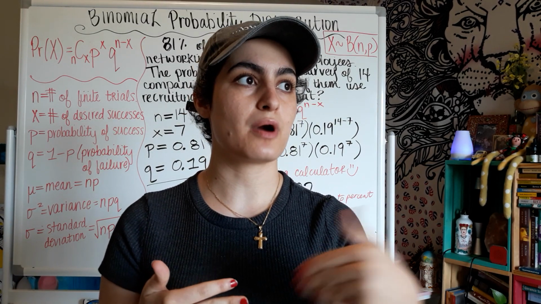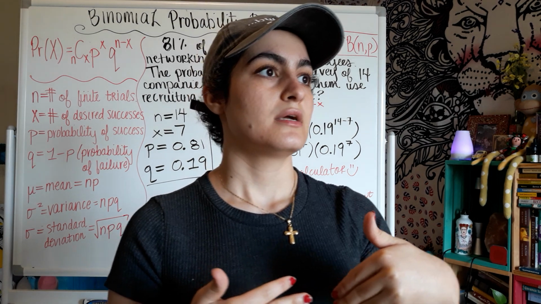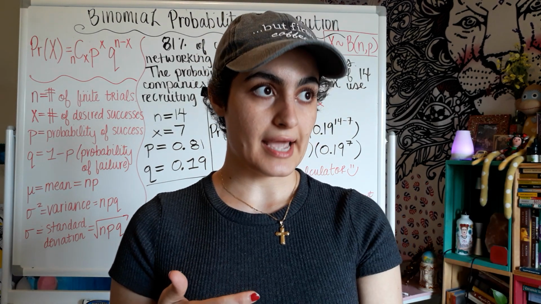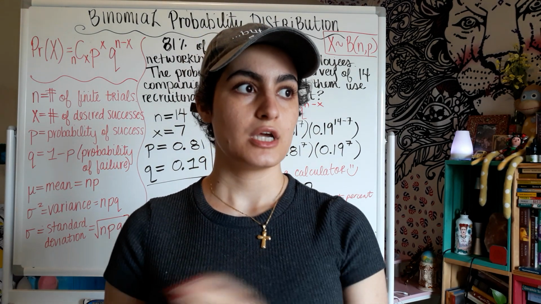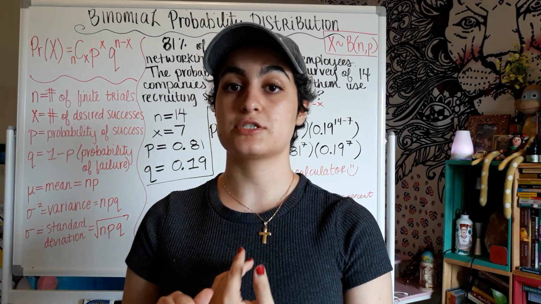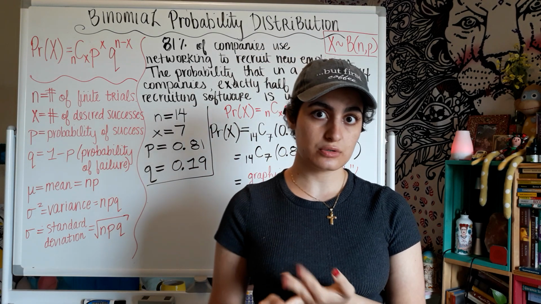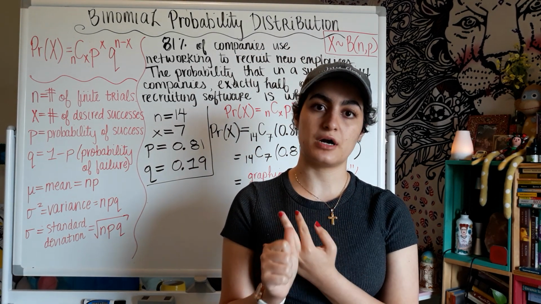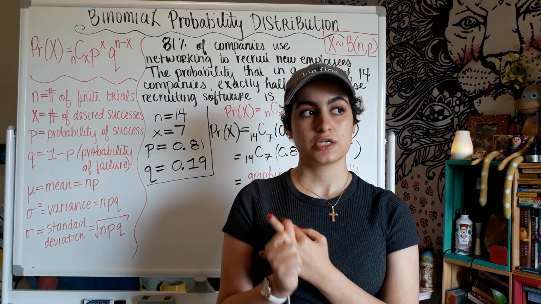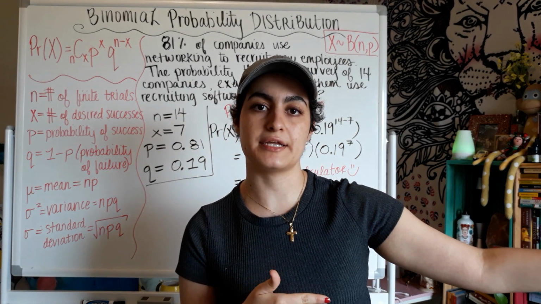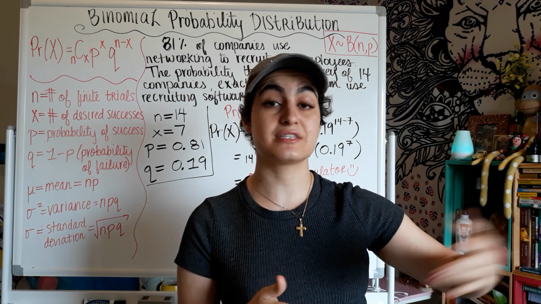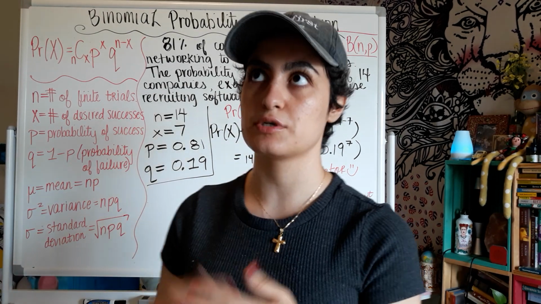No matter what, the probability that you land on a heads is never going to change, no matter how many times you flip that coin. So the probability of success remains constant. Also, the number of trials is finite. That means you can count how many trials you have. It's not like an infinite amount of trials where it just never ends.